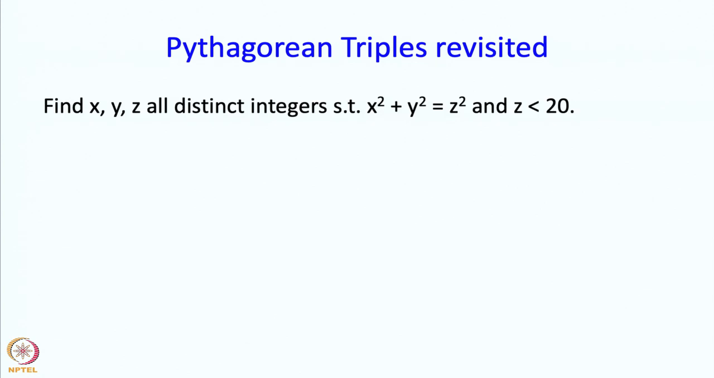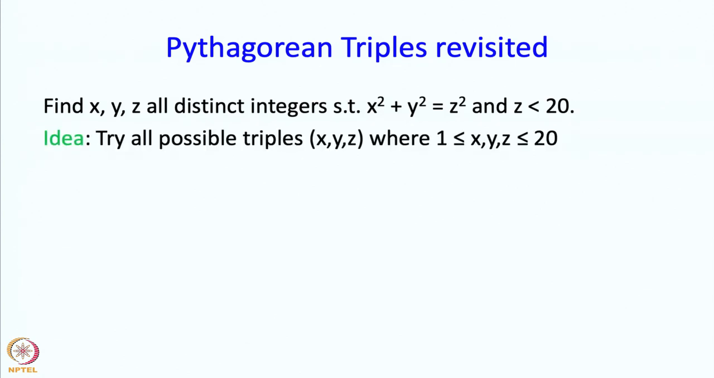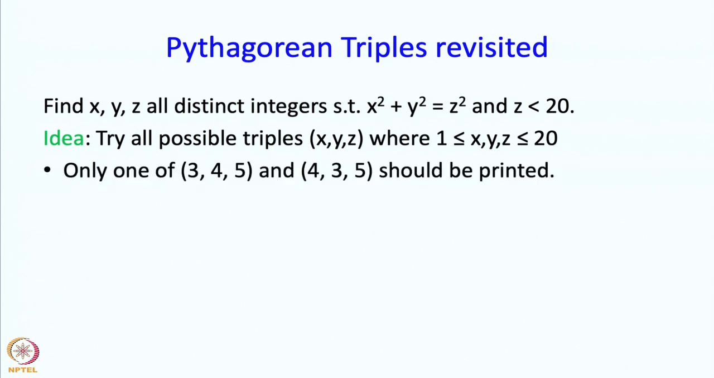So, we are going to look at this problem again and make a modification which will allow us to generate similar triples only once. So, this is our problem again, and this was our idea and this was our problem. So, we want 3, 4, 5 to be printed and not 4, 3, 5, or maybe the other way around, but we could say that look, why do not we print this in ascending order. So, we only want one of these things to be printed. So, how can we enforce that?